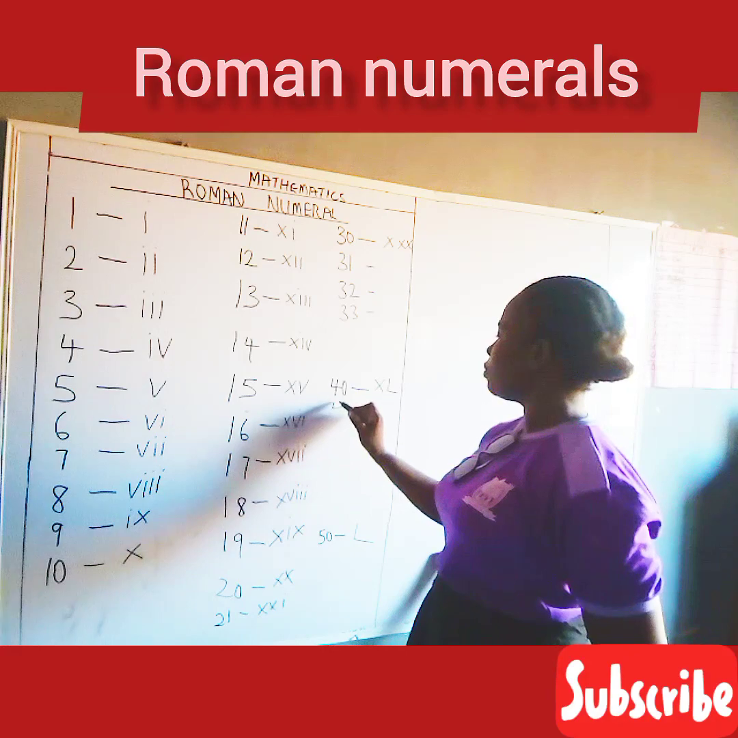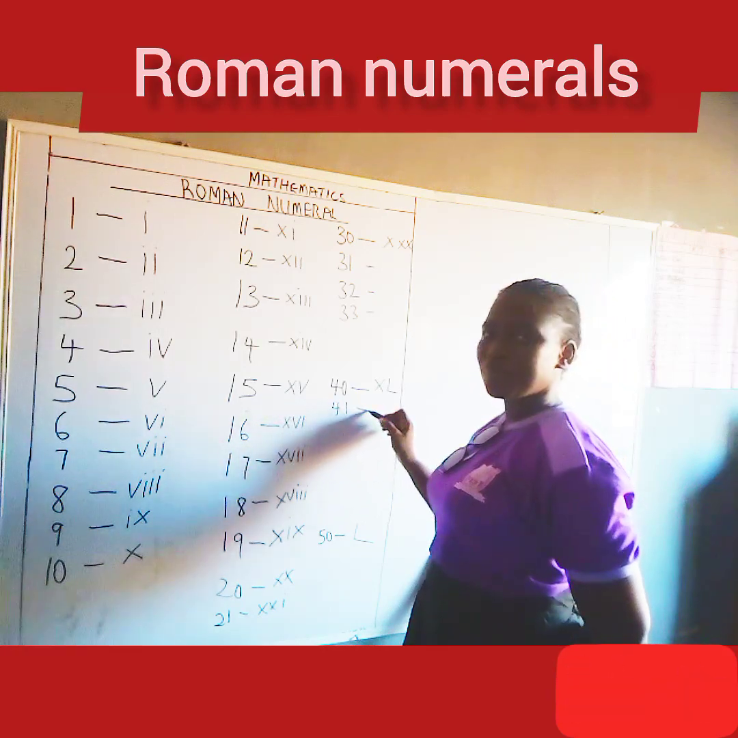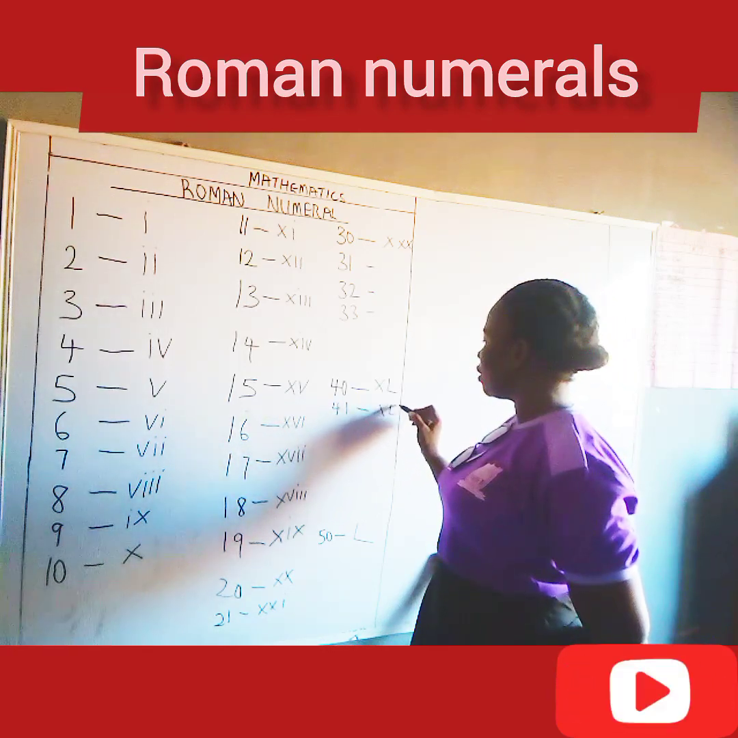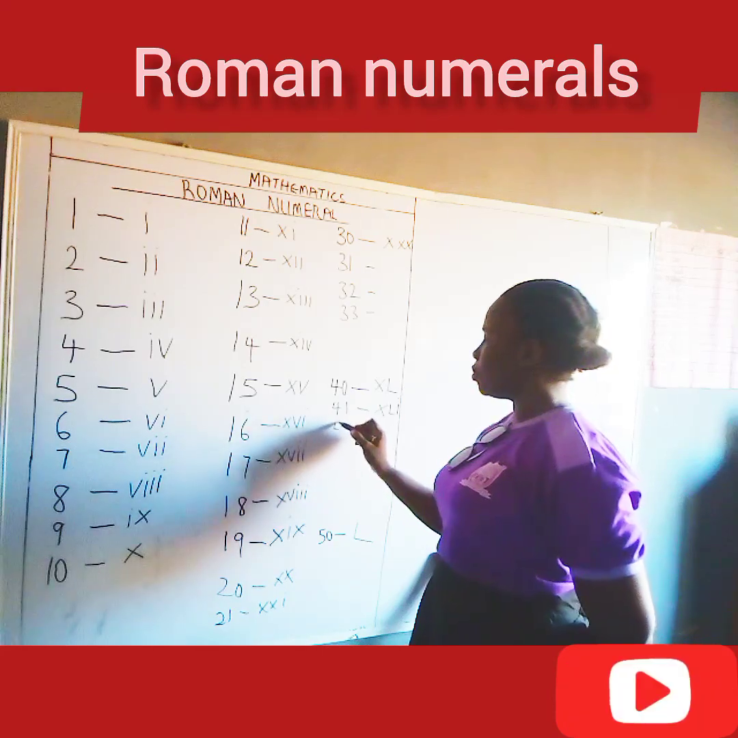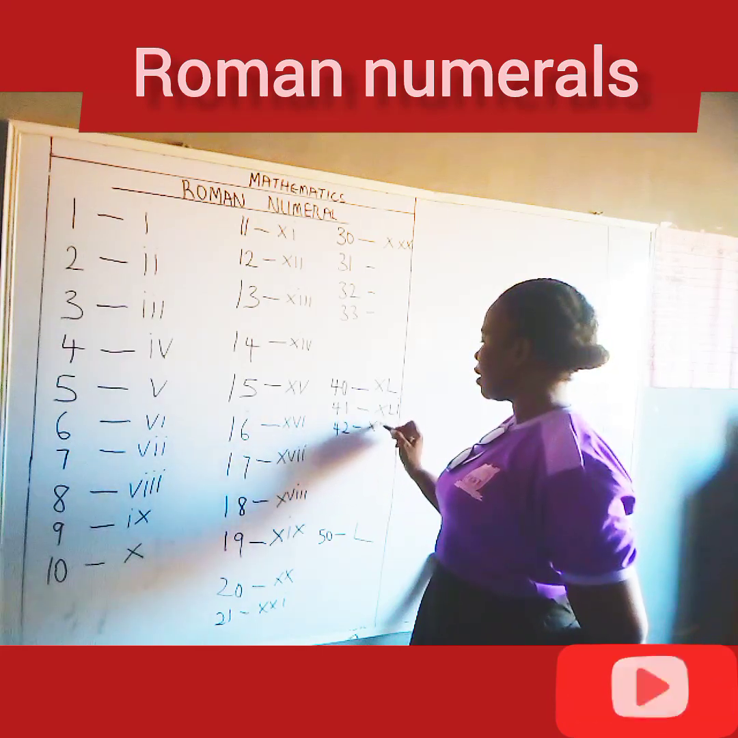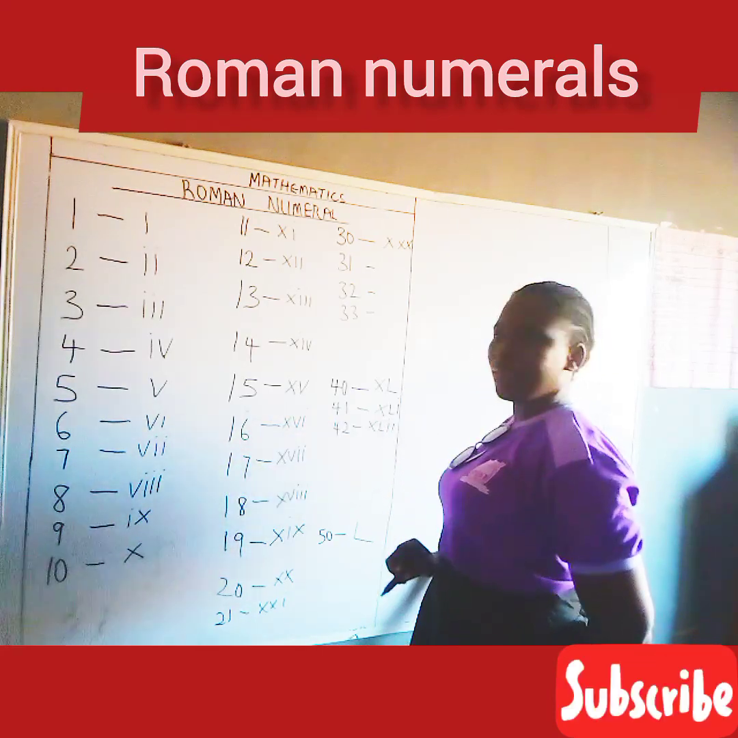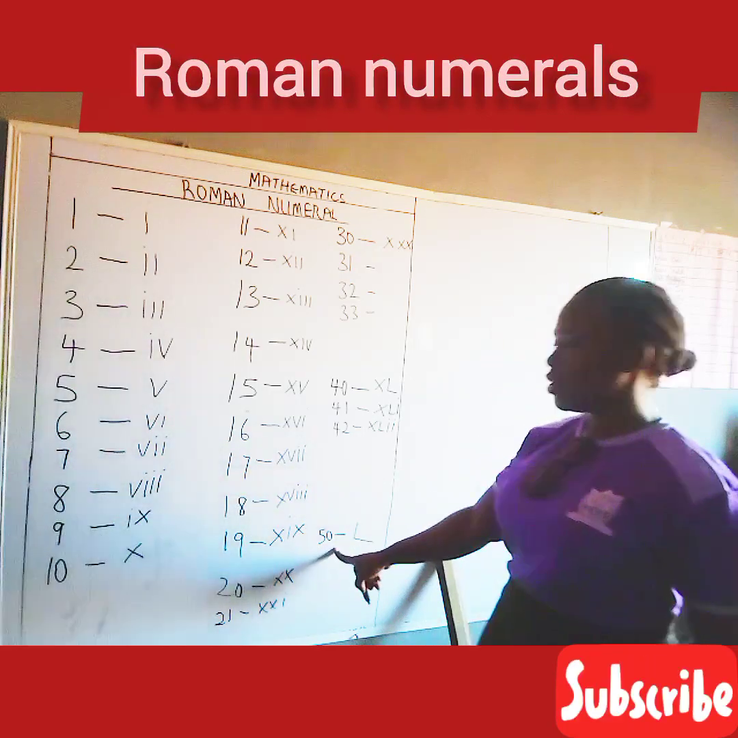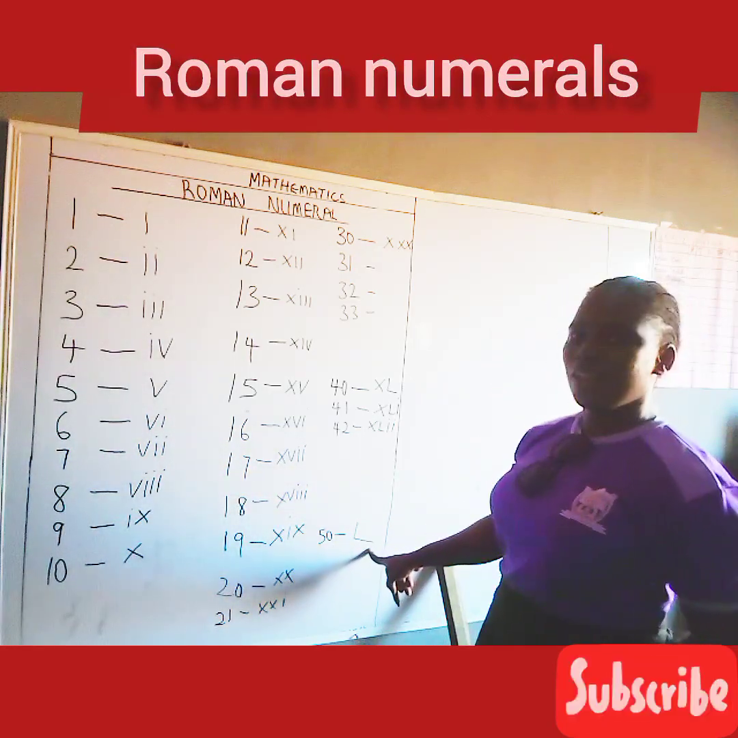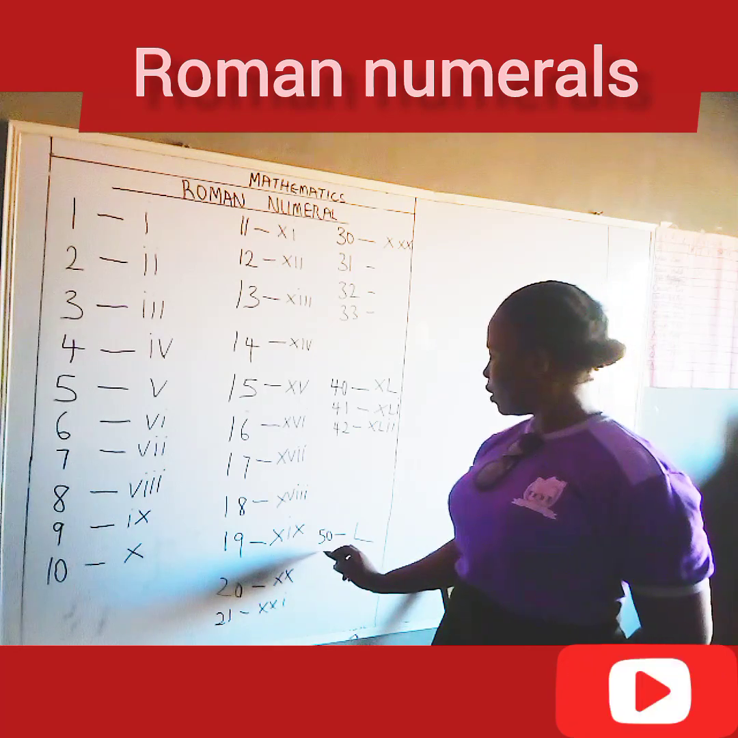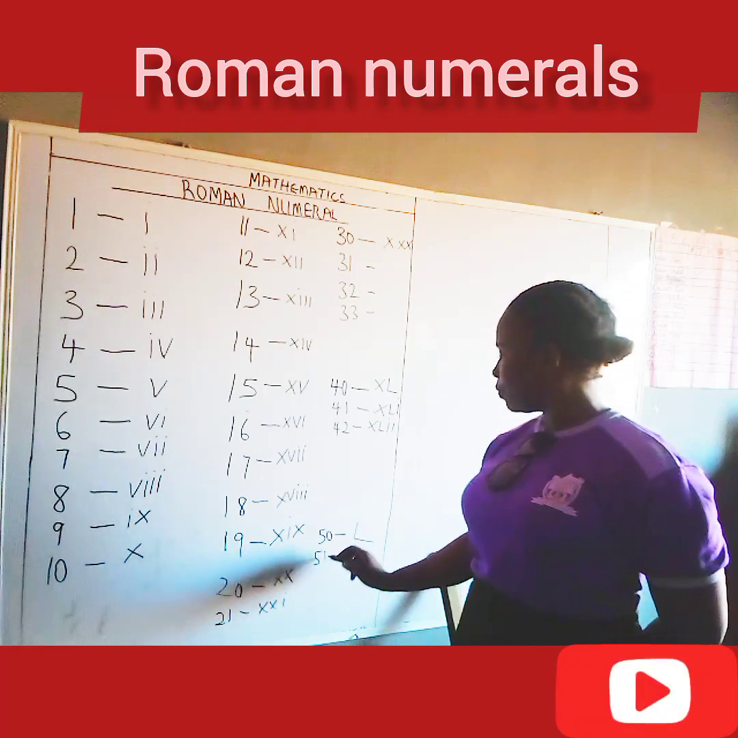What will 41 be? Tell me. XL, which is 40, then 1. 42, XLII. So you get to 50. What is 50? L. Now I want you to complete it for me.